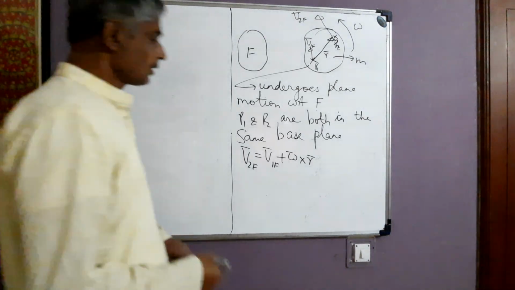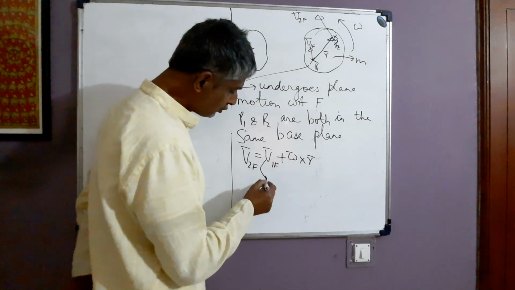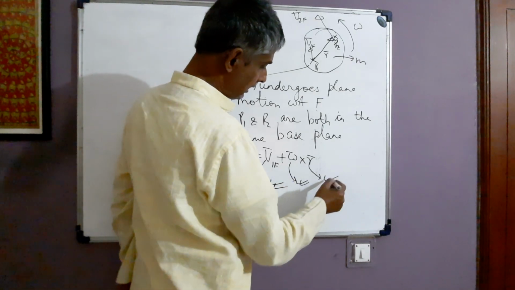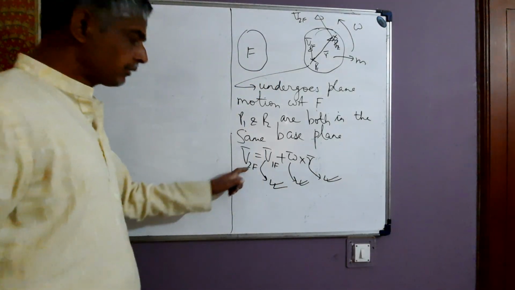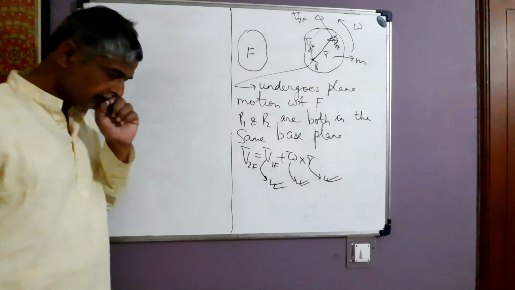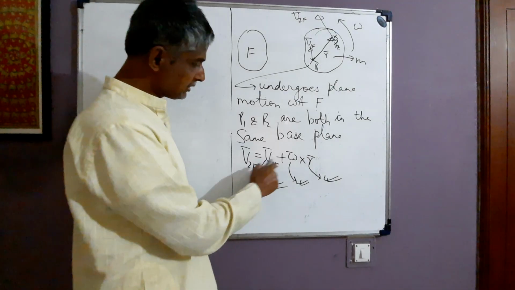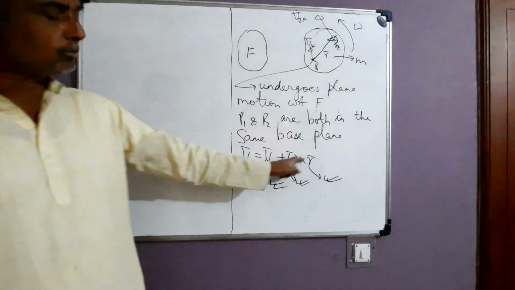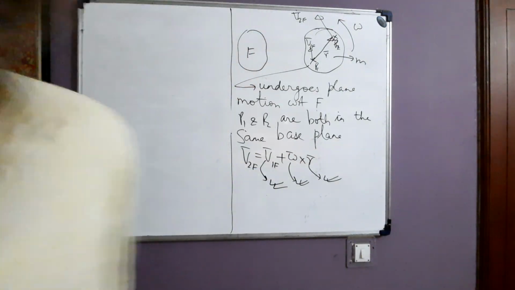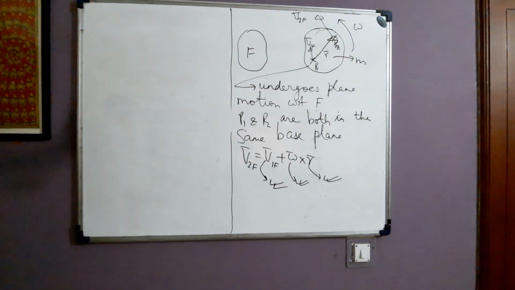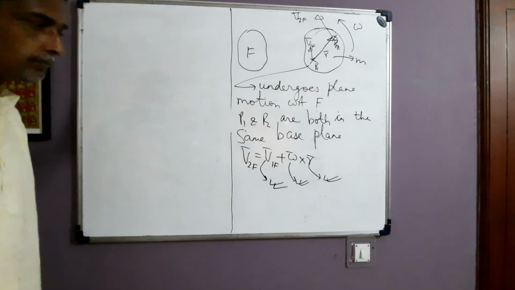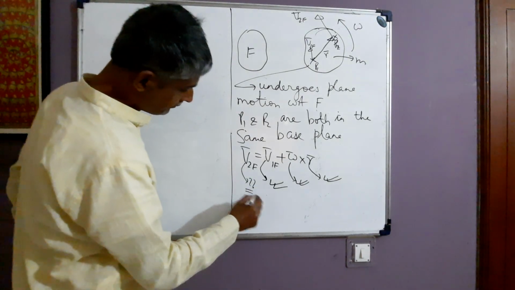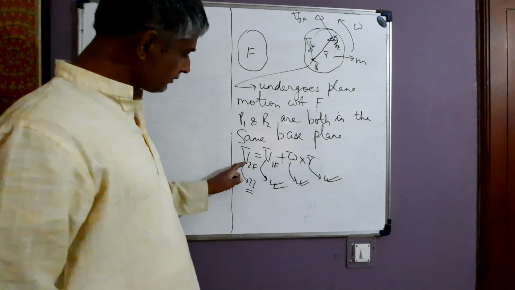So suppose for the time being we assume that V1F is known, omega is also known, and R is also known. You have to find V2F. V2F is the vector sum of these two terms, V1F and omega cross R. If we add these two terms, we get V2F.